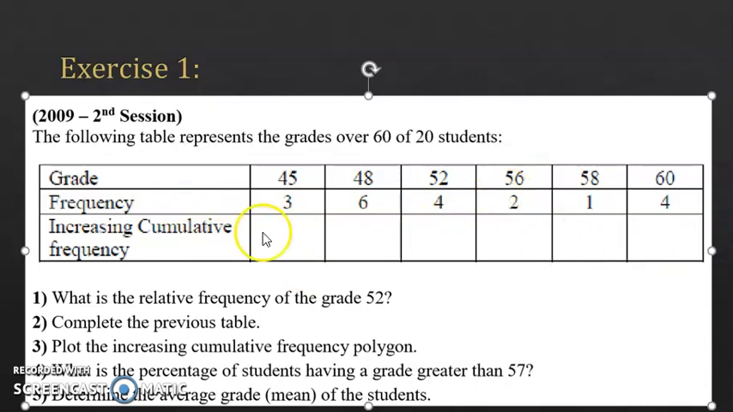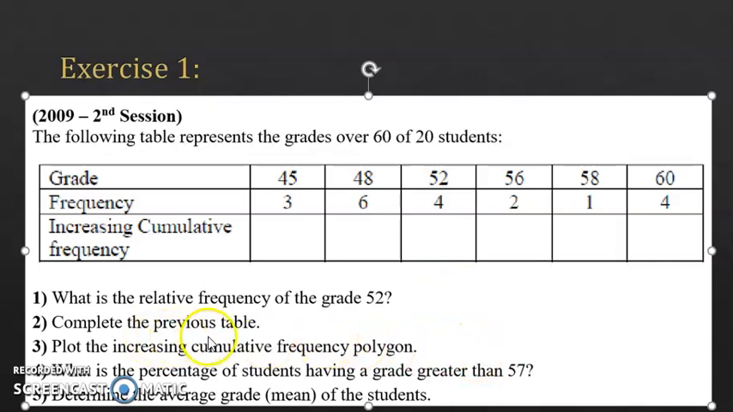Now let's start with the first part. What's the relative frequency of the grade 52? Recall that in order to calculate the relative frequency, it's the frequency of the value over the total frequency. So now what's the frequency of 52? It's 4. What's the total frequency? In order to get the total frequency, it's either given, like in this case, it's 20, because it's the total number of students, or you add up the frequencies and you'll get the total frequency, which is also 20. So it'll be 4 over 20, which is 0.2.